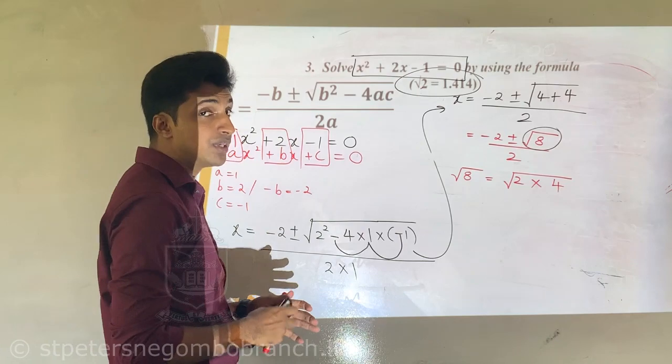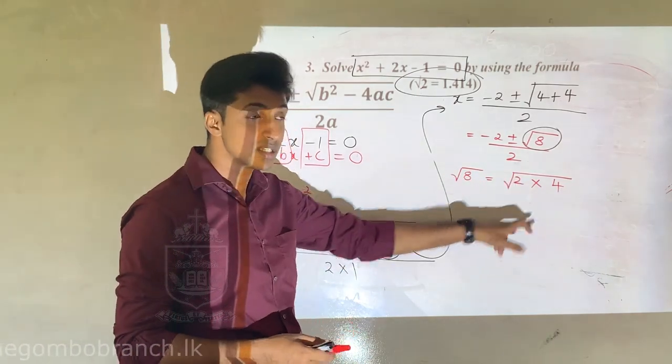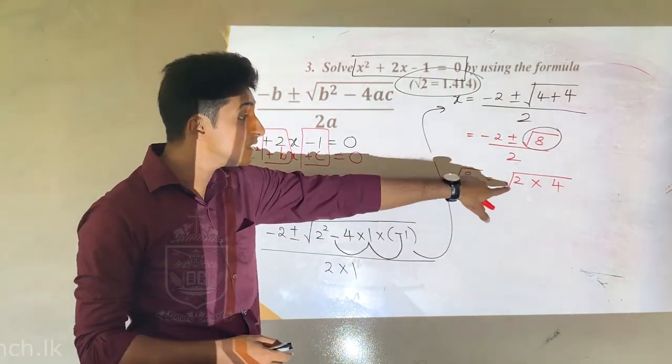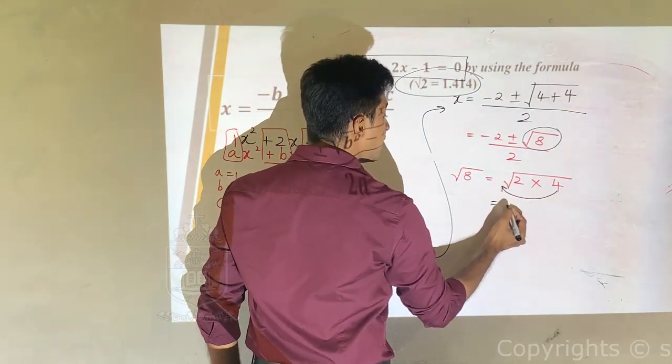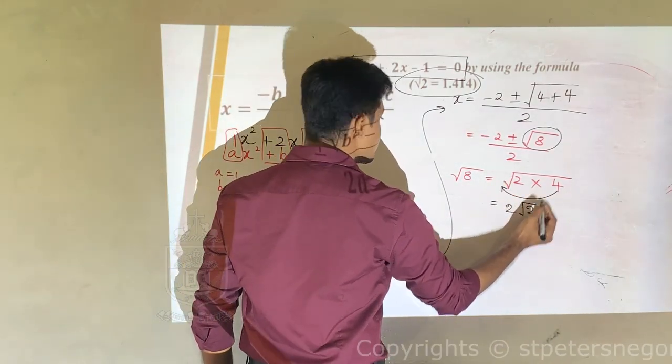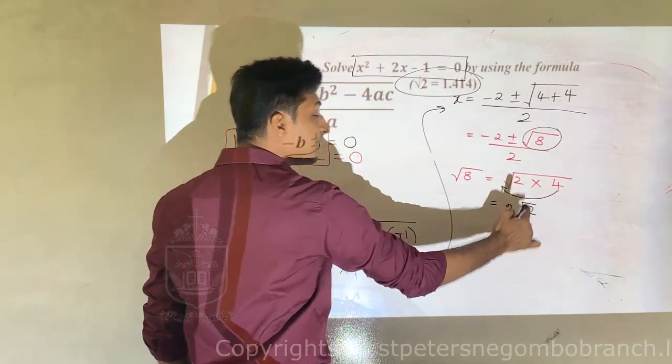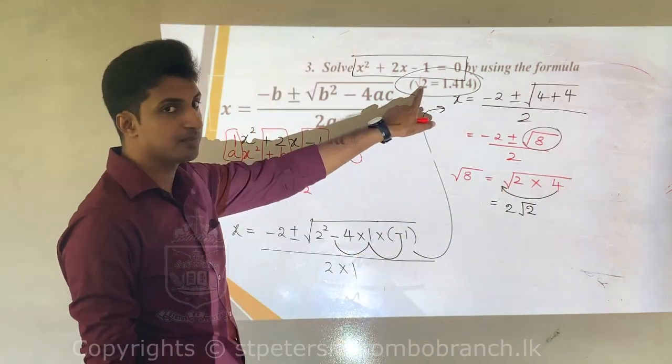And then what I have to do is, I have to break this into surds. I have to break this entire surd into a surd. Then what I do is, I take this 4 out. I can take 4 out as 2 because root 4 is 2. This 2 will remain inside. Now I can use this value.